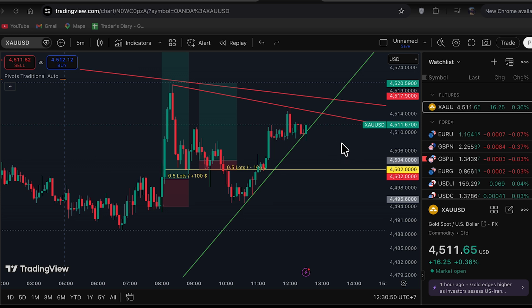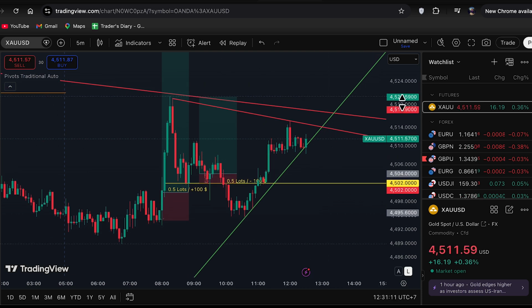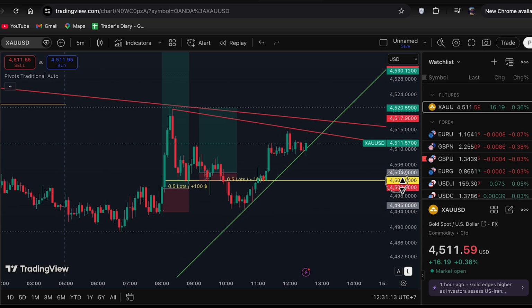Okay guys, 12:30, back on the market. Usually at this time there is some movement, so let's see if we can catch a good trade. Let's wait patiently and see what happens.